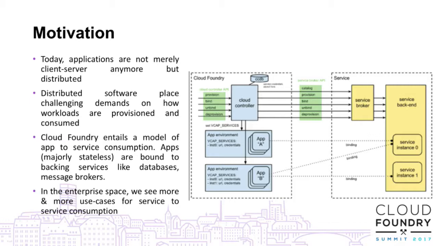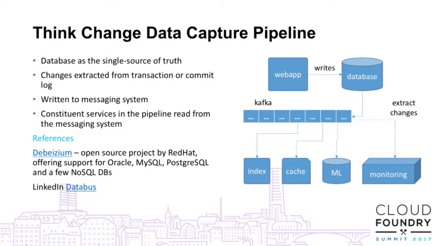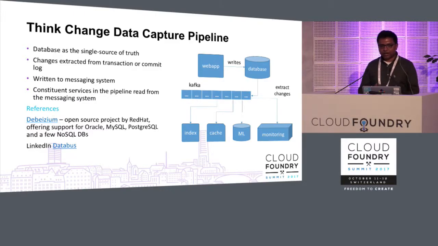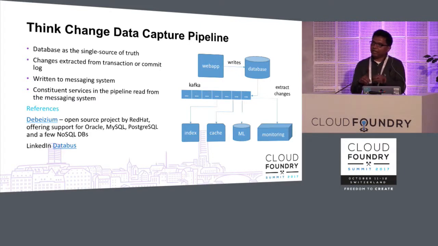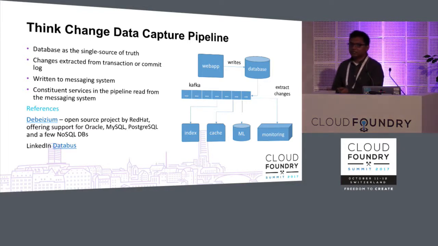But in the enterprise space, what we see today is that there are more and more use cases for service-to-service consumption. Think of a change data capture pipeline, for example. The database is the single source of truth in this concept, and the changes are extracted from the transaction or commit log. All the data that comes into your database becomes the source of the entire pipeline, so to say. You extract that information out of the database automatically through some eventing mechanism, and you push those events as messages to some message broker in between. Could be Kafka or could be something else.